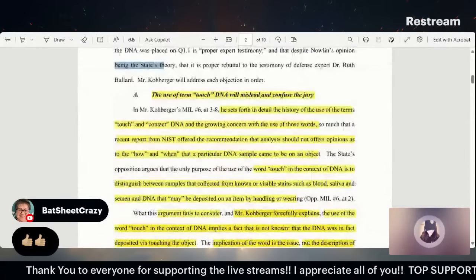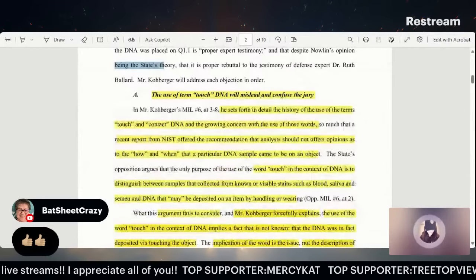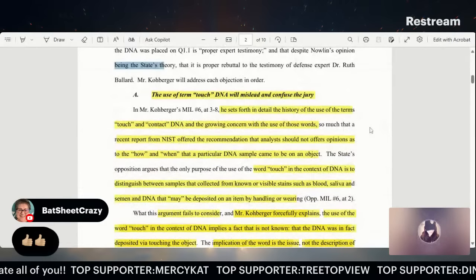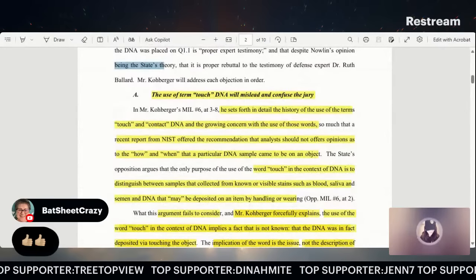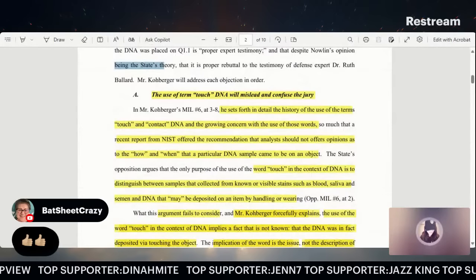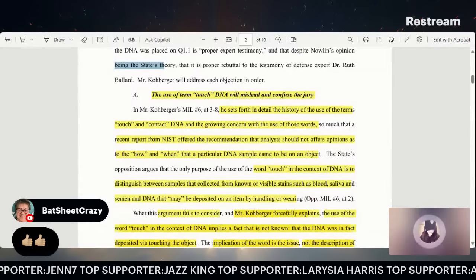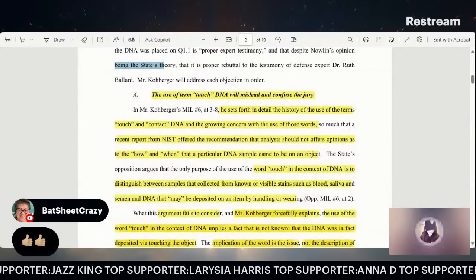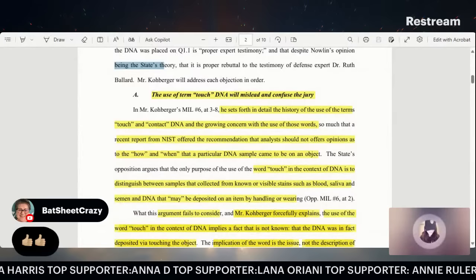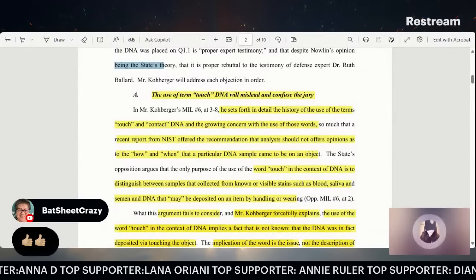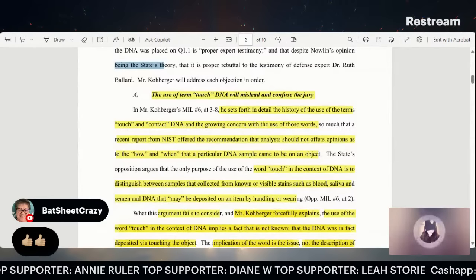Objection A. The use of the term touch DNA will mislead and confuse the jury. In Mr. Kohberger's motion in limine number 6 at 3 through 8, he sets forth in detail the history of the use of the terms, quote, touch and contact DNA, and the growing use of those words. So much so that a recent report from NIST offered the recommendation that analysts should not offer opinions as to the how and when that a particular DNA sample came to be on an object.